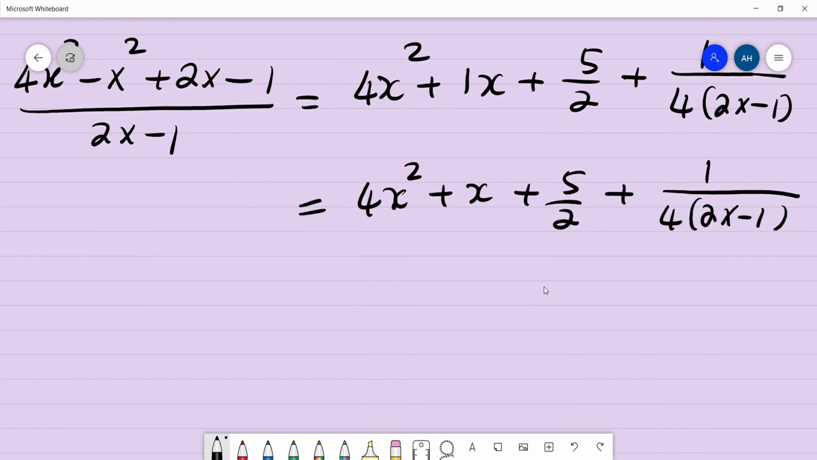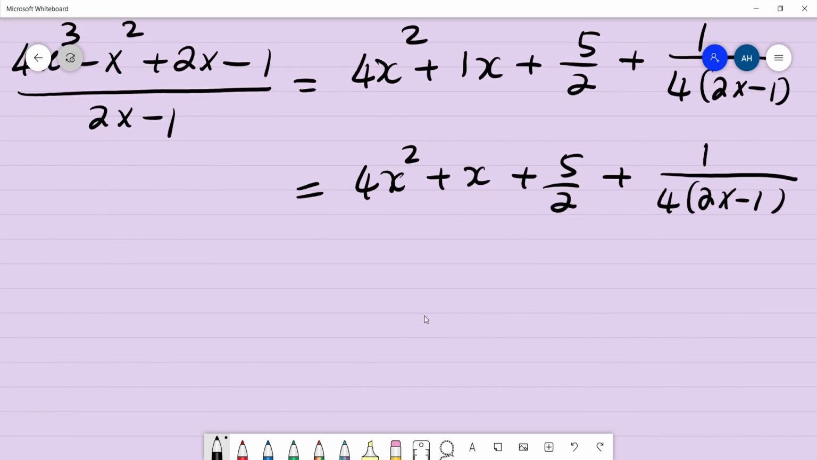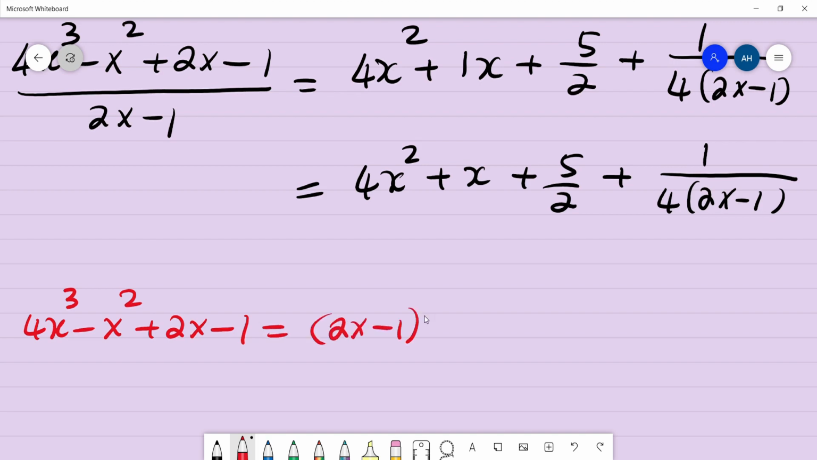Now if we write it in the form of the division algorithm, we have to multiply both sides by 2x minus 1. What we have is 4x cubed minus x squared plus 2x minus 1 is equal to 2x minus 1 multiplied by 4x squared plus x plus 5 over 2, and then plus 1 over 4. That is in the form of the division algorithm. The left hand side is the dividend, 2x minus 1 is the divisor, 4x squared plus x plus 5 over 2 is the quotient, and 1 over 4 is the remainder.